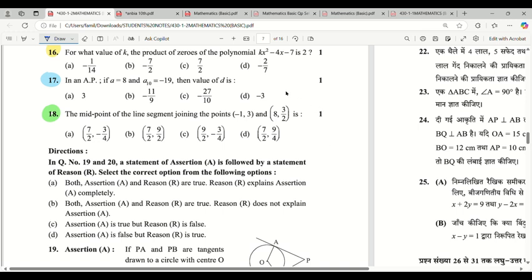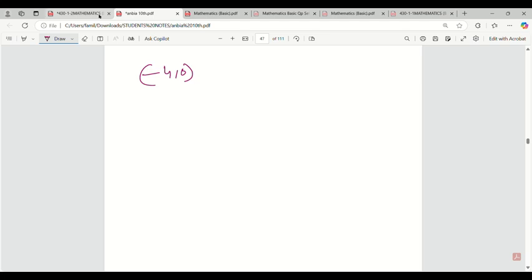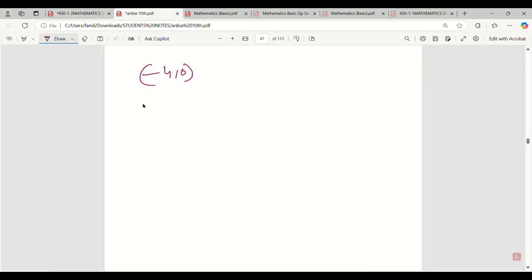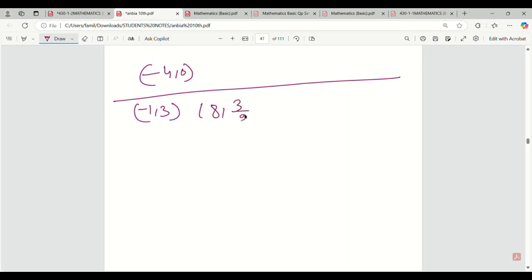Next. Midpoint of the line segment. Midpoint is nothing but x1 plus x2 by 2, y1 plus y2 by 2. 1 comma minus 1 comma 3. I'll write it here. Minus 1, 3. Eight comma 3 by 2.